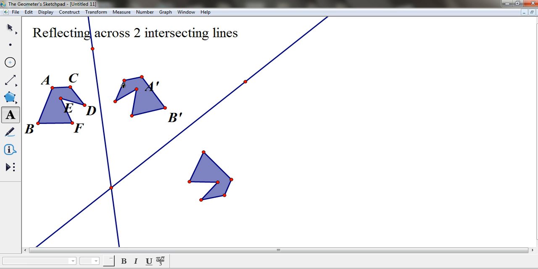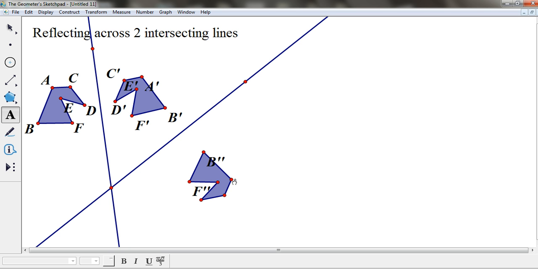I don't know where my points are there now. It won't let me click on all of them. There we go. That's taking a long time.